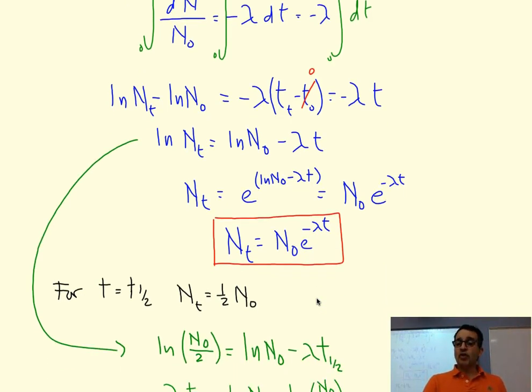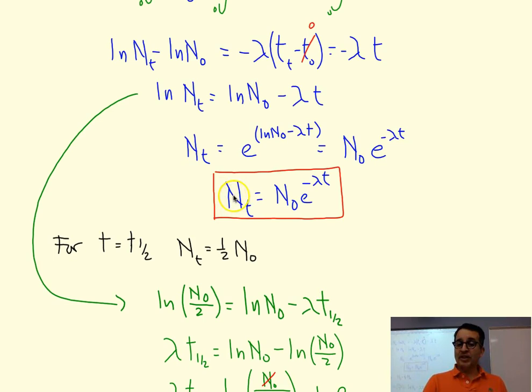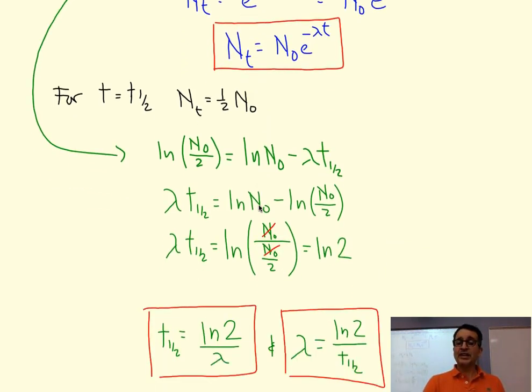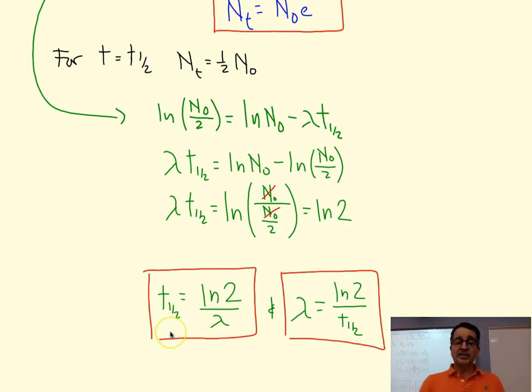If we want to know when this becomes half the original amount, we can get an equation for finding out the half-life of a particular substance based on its decay constant lambda. So T1/2, or half-life, is equal to the natural logarithm of 2 over the decay constant. Or, if we rearrange this equation, the decay constant is equal to the natural logarithm of 2 over the half-life of the particular substance.